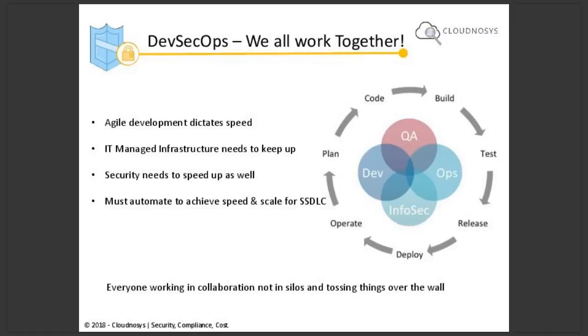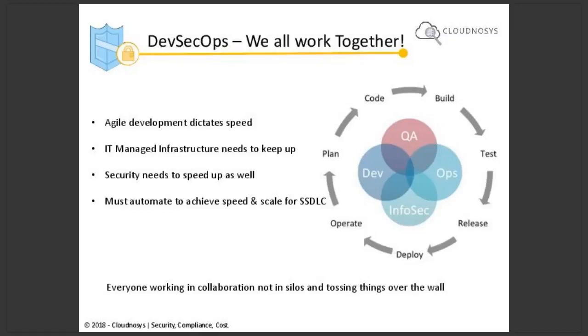So agile development dictates speed, right? So speed means they need to keep going and deliver code very quickly, which means downstream processes such as IT managed infrastructure also need to keep up with that speed as well. And of course, security needs to come along the way, making sure that they not only keep up with the speed, but they also deliver continuous value in this cycle and chain that we're seeing here.